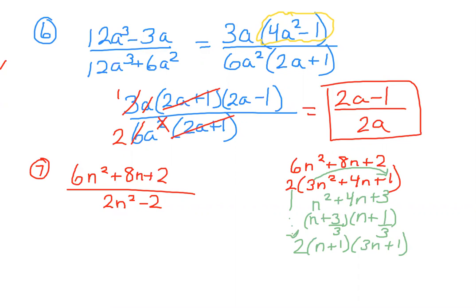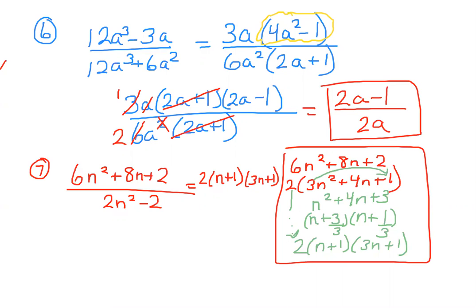So the numerator becomes 2 times n plus 1 times 3n plus 1. Okay, we just did that right there. There's what the numerator becomes. The denominator, we can factor out a 2, and we're left with n squared minus 1.